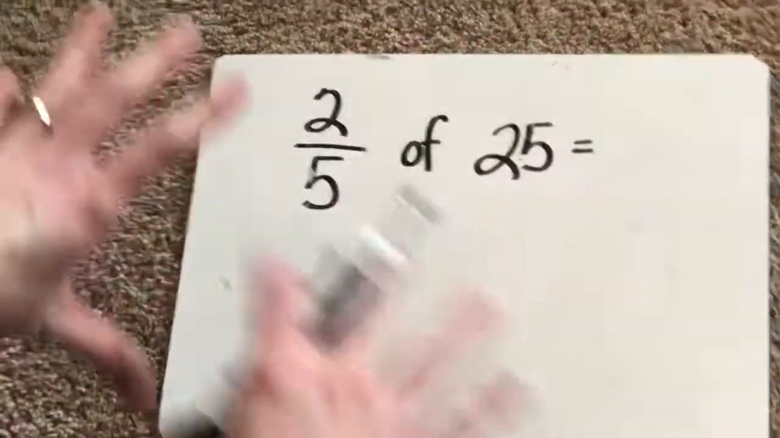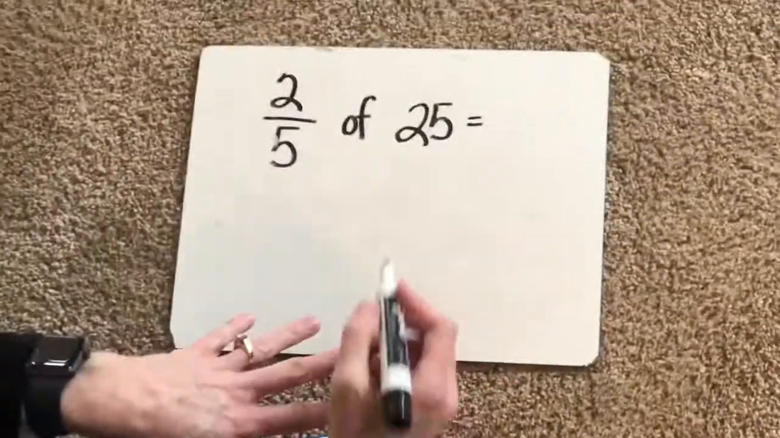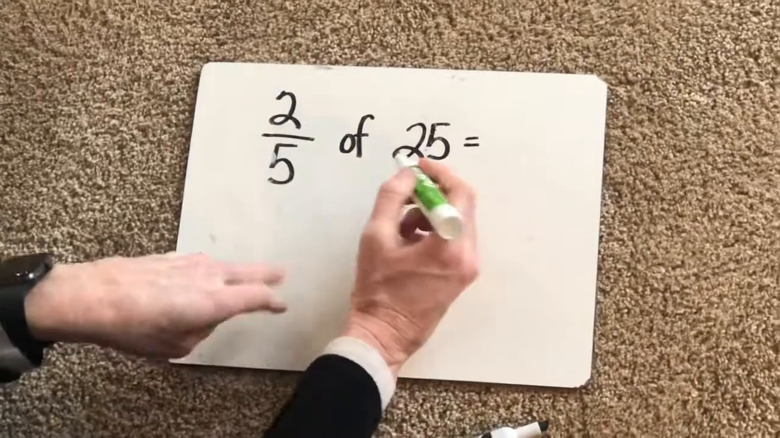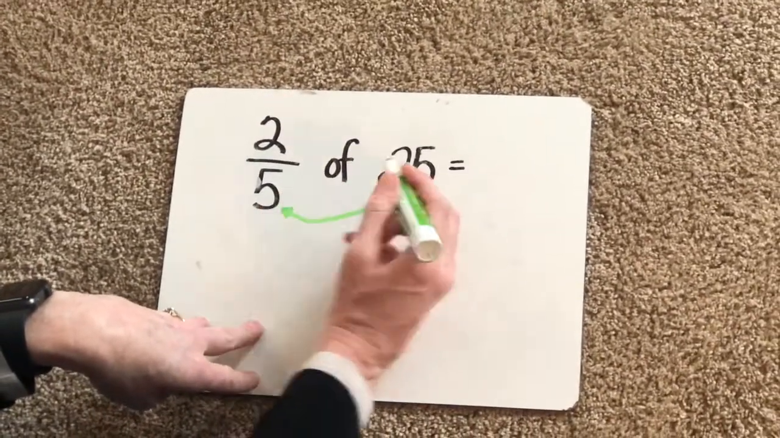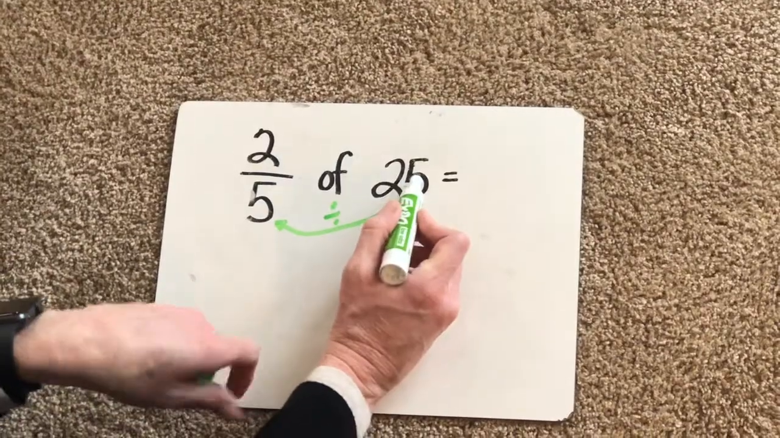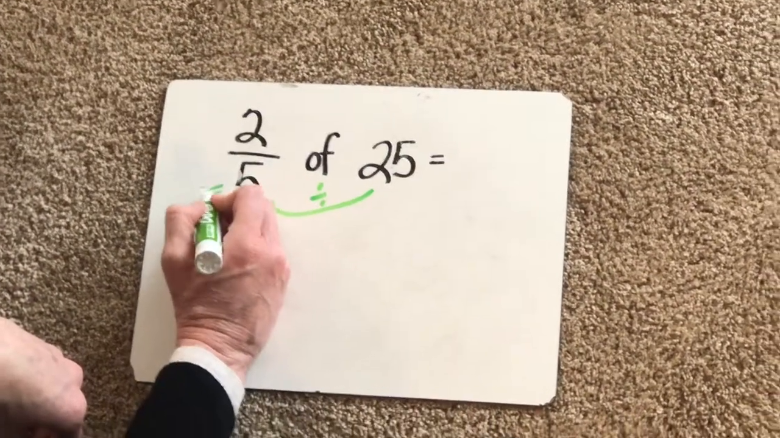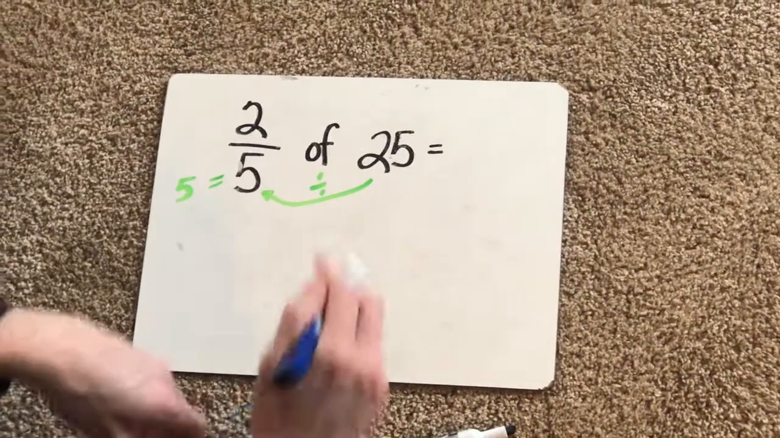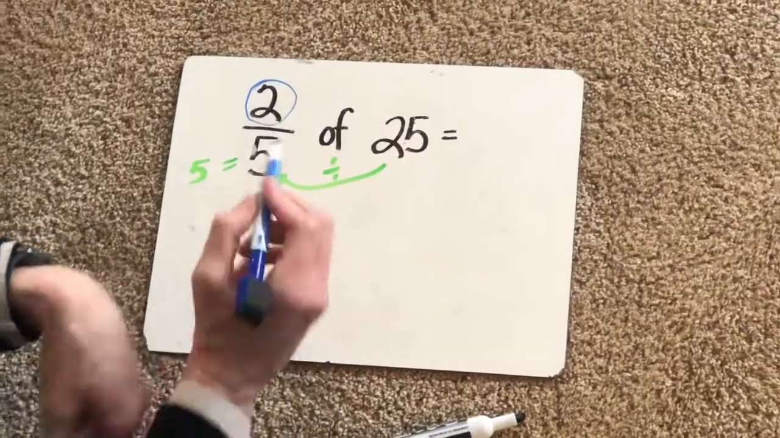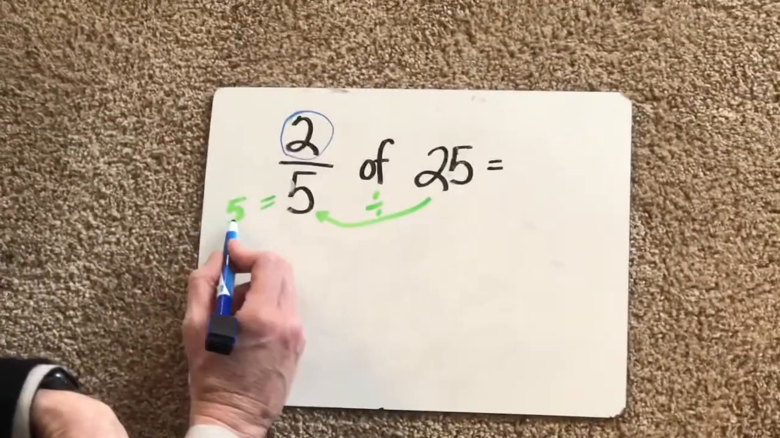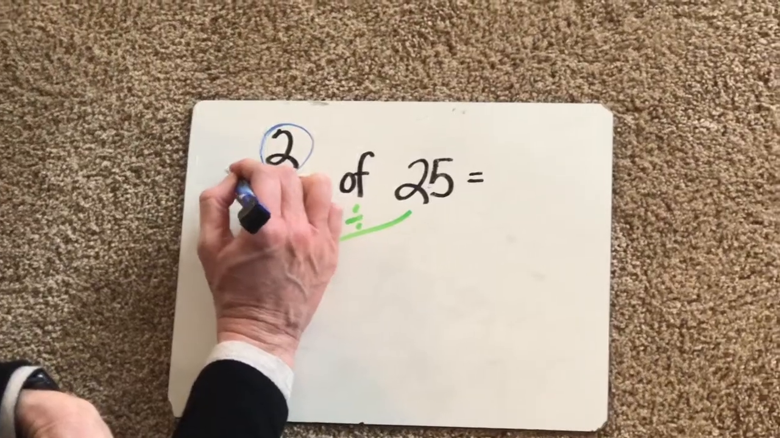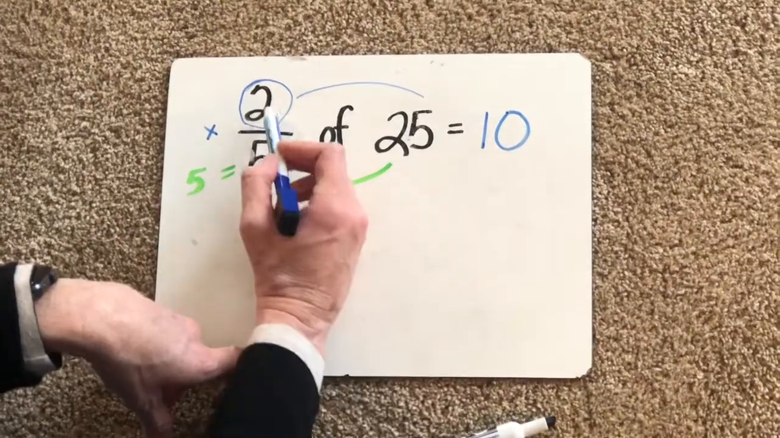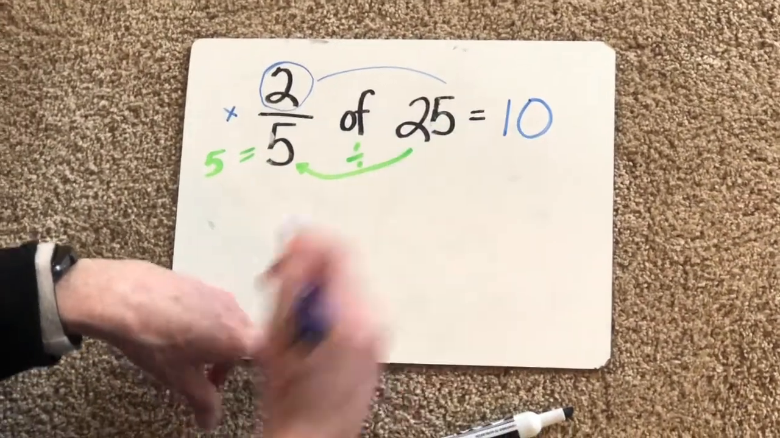So instead of laying out or drawing out 25 objects, I'm going to think of a strategy that I can use. If I have 25 objects and I'm going to divide them into 5 groups, I know that 25 divided by 5 equals 5. So there are going to be 5 in each group. And now this numerator is going to tell me, oh, I have to count 2 of those groups of 5. So it's basically 5 times 2 would equal 10. So my answer is 10. 2/5 of 25 equals 10.